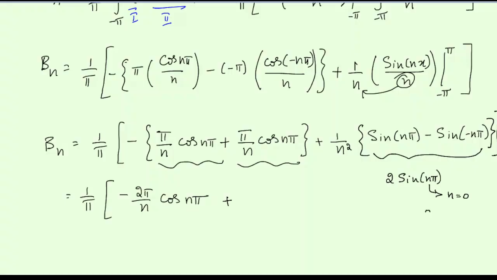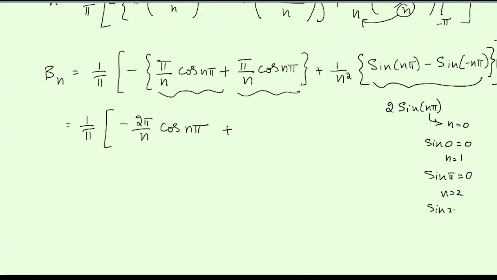Let's say n is equal to 0. Sin 0 is 0, right? n equals 1, sin pi is 0. Again, n equals 2, sin 2 pi is again 0. Sin 2 pi and sin 0 are the same, right? Because it has completed one full rotation and it has gone back to 0. 2 pi and 0 are one and the same, except that it has completed one rotation here. Here it's just starting. Okay.